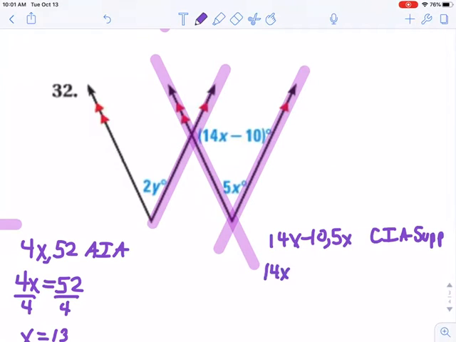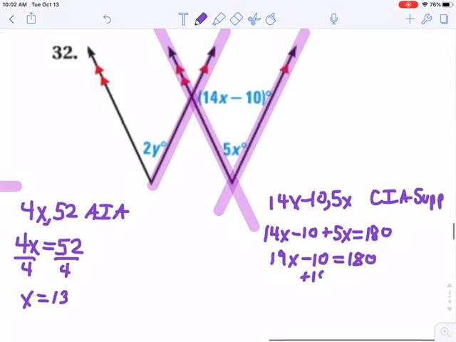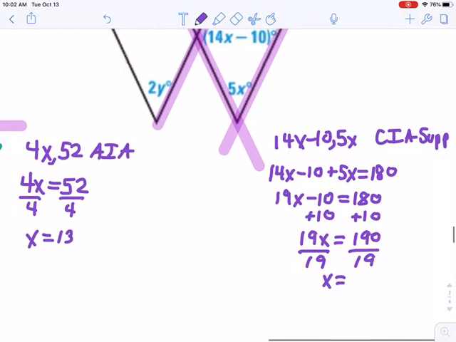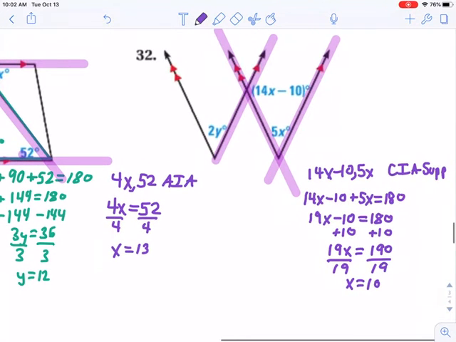So I'm allowed to say 14x minus 10 plus 5x equals 180. Combine like terms, 19x minus 10 equals 180. Add 10 to both sides, 19x equals 190. Divide both sides by 19, and x equals 10. All right, I'll pause there for a moment.